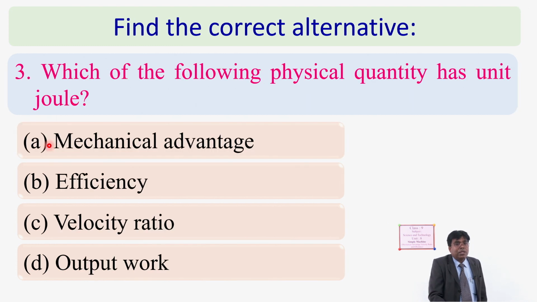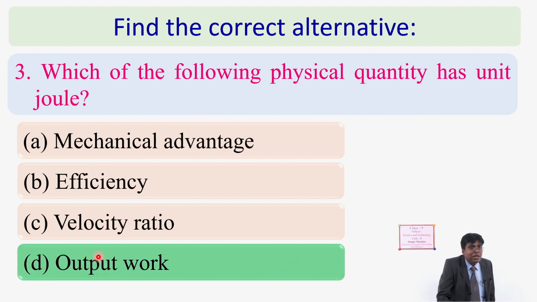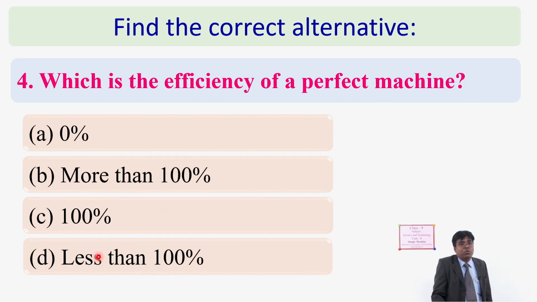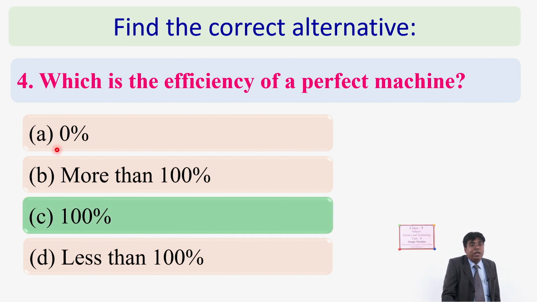Good. Next one. Which of the following physical quantities has unit joule? Do you have any guess? Mechanical advantage? No. Then efficiency? No. Velocity ratio? Or which one? Output work? Yes, you told output work. That is the correct option. Now moving to the next one. Which is the efficiency of a perfect machine? Perfect, practical, no sorry, perfect or ideal machine. Which one? That is 100% efficiency. Okay, so these are some multiple choice questions.